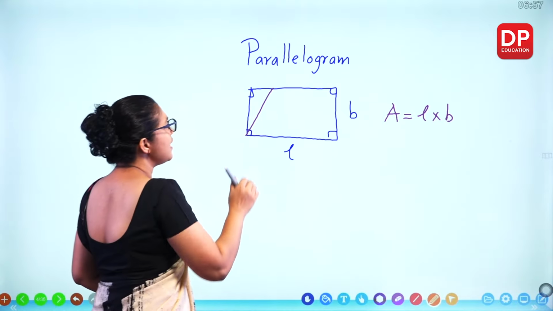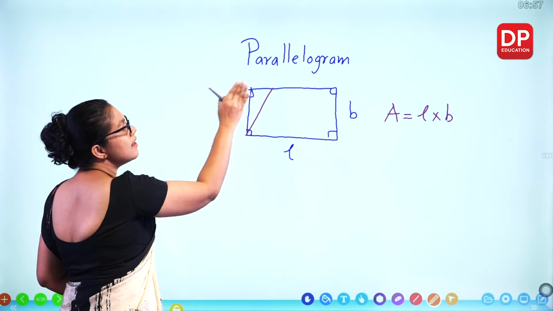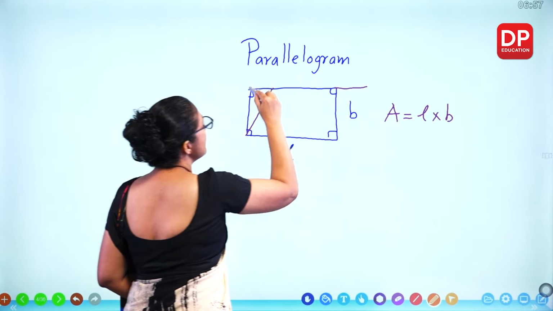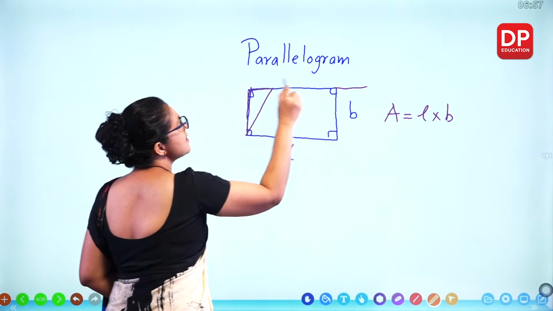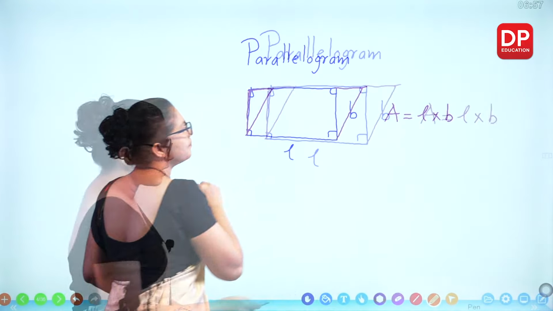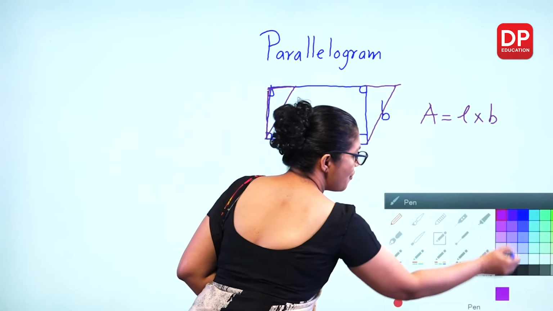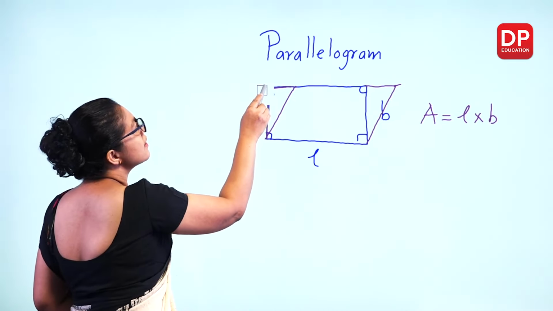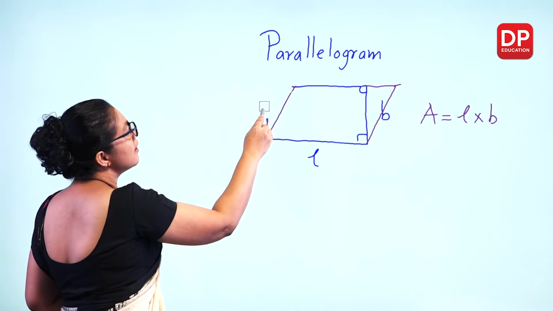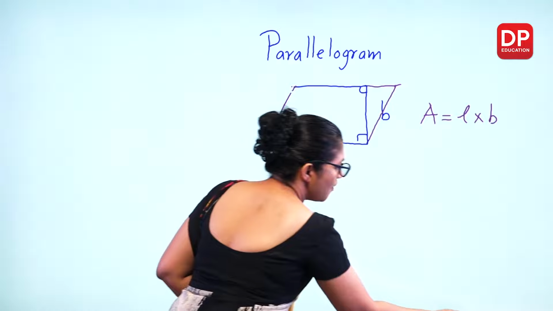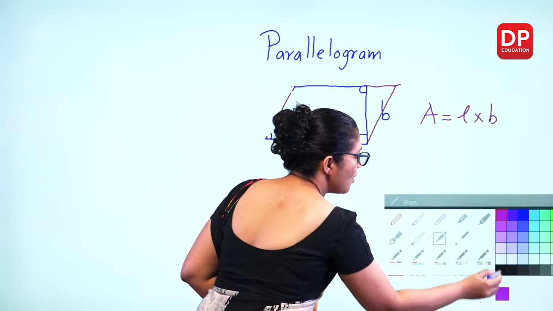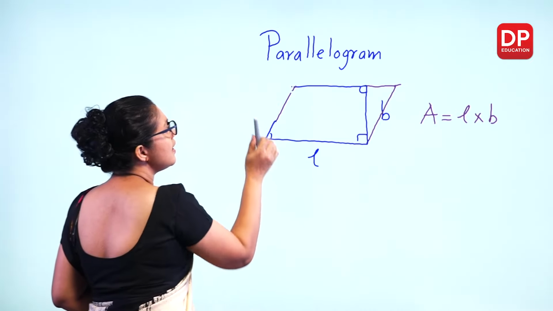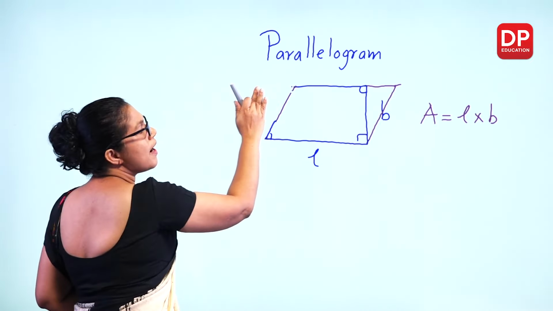Now, what I'm doing, I'm cutting this triangle and moving it to this side. So I'm getting this shape, this part here. Now I want to remove this part. What's the shape I'm getting now? I am getting a parallelogram. So here I move this part here.